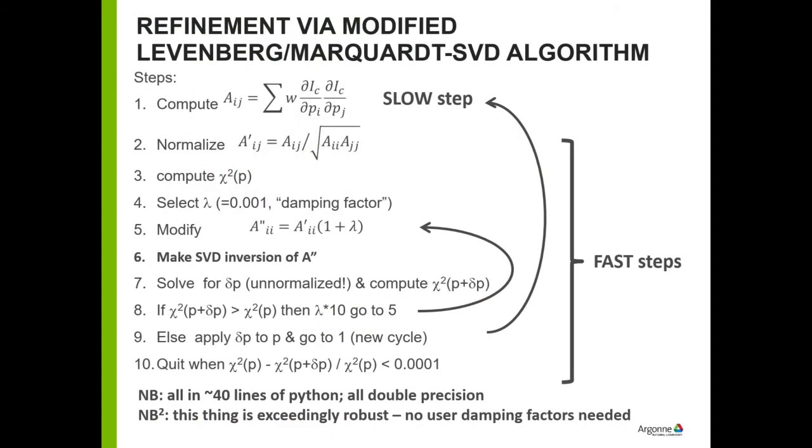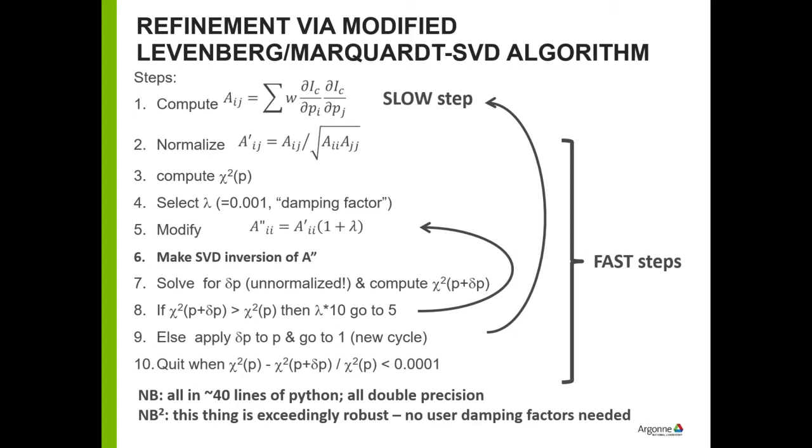Okay. The method used inside GSAS-II is the Levenberg-Marquardt singular value decomposition algorithm. That sounds very complicated, but basically what this is, is an industrial strength dampening algorithm. And the way it works is, first of all, you compute the matrix. That's this step up here. This is slow. It has to go through that stuff that I showed on the previous slide.